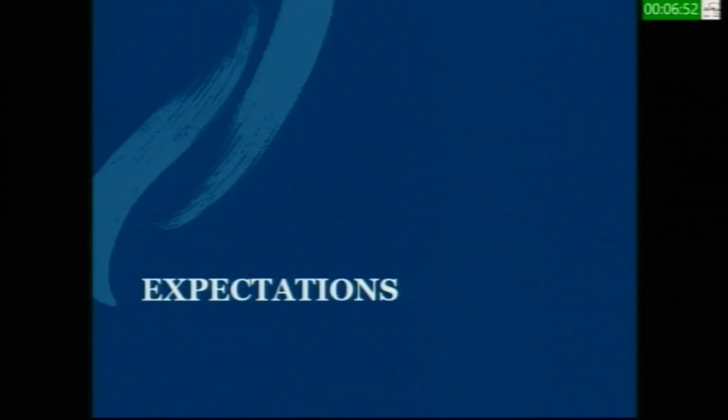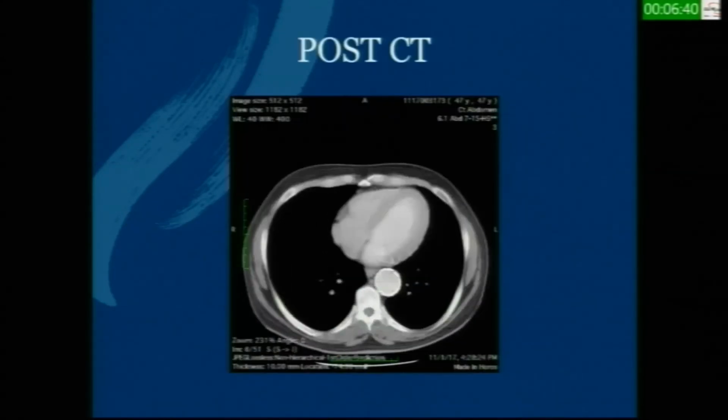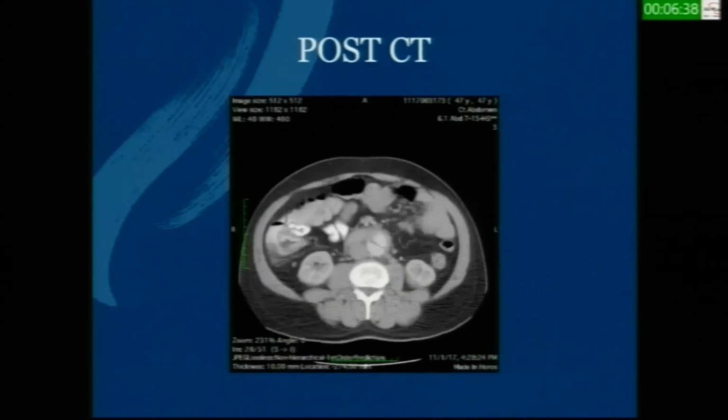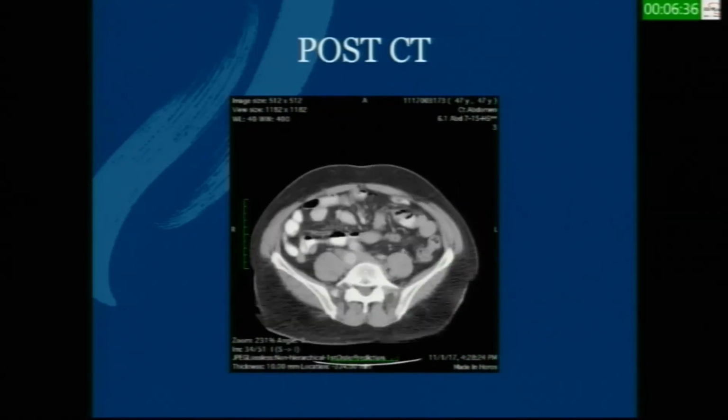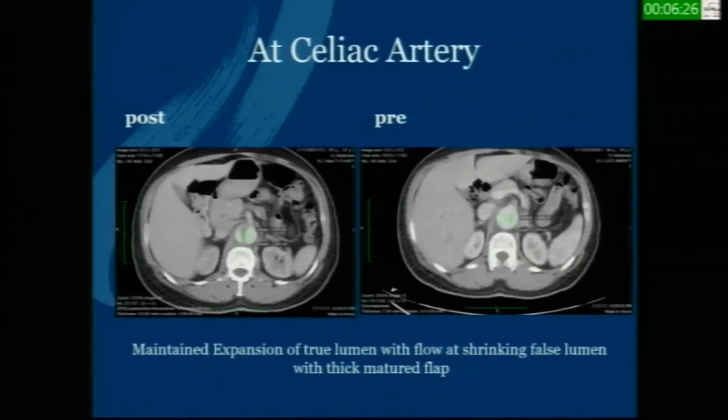And my expectation actually when I ordered it, either I have a progression of malperfusion with loss of the right kidney and the left kidney is the one taking the job, or expansion of the infrarenal aortic aneurysm. But that's not what happened. I'll go into more detail. We have a closer look. That's the analysis at the main entry site. We have closure of the main entry site and no more dissection. We have no more filling or false distension.